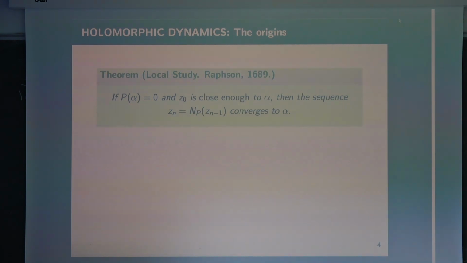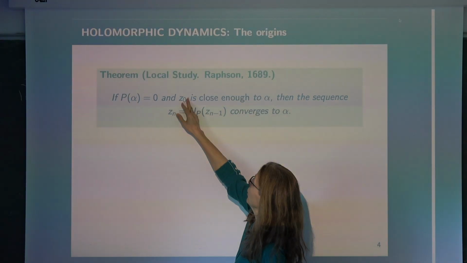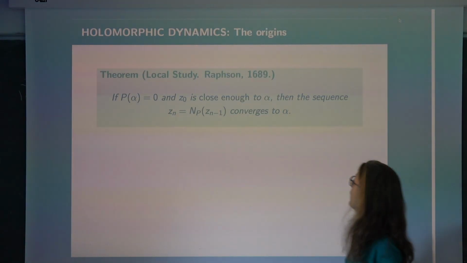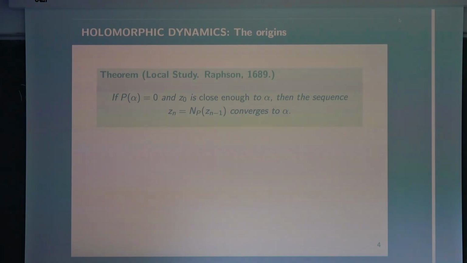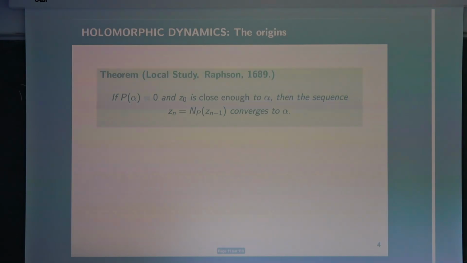If alpha is a root, and you start with a z0 very close to alpha, in terms of distance in R2, then the sequence you build with this transformation, N of P, which is z minus P over P prime, will always converge to alpha. So if you are near alpha, it will converge to alpha. This can give you a good approximation of numbers and things like this.